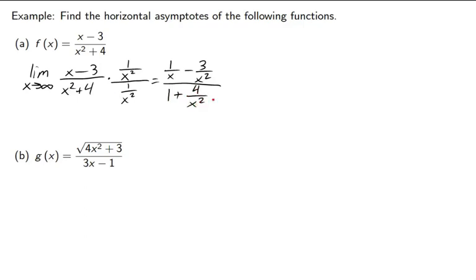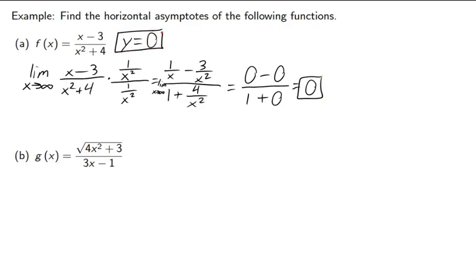That's what we were looking for. So we've got this number 1. There's no more just straight x's. Everything is over a power of x. So every number that's over a power of x, when I take the limit, that's going to make these go to 0. I get 0 minus 0 over 1 plus 0, and if you calculate that, you see that the answer is 0. So what that means is the horizontal asymptote is y equals 0.